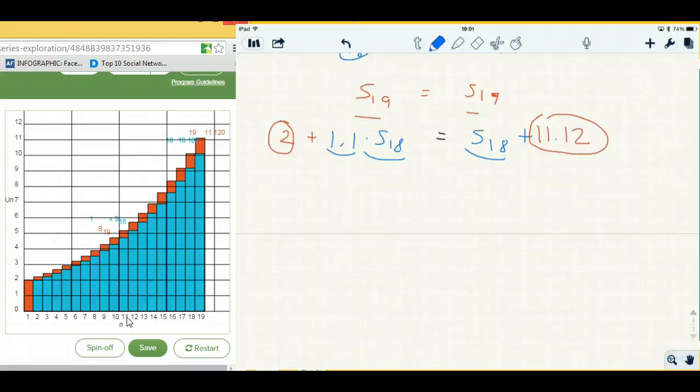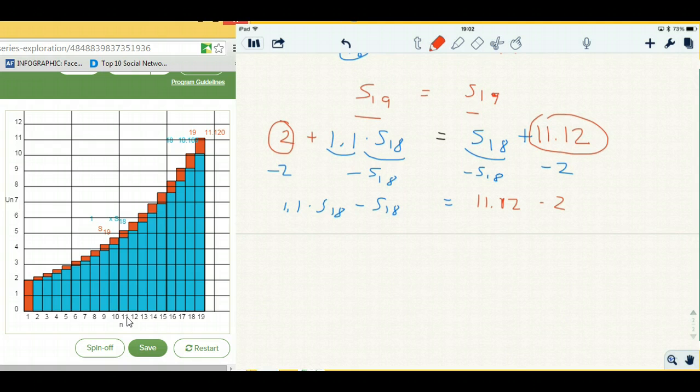So we can easily find what the value of S18 is with algebra. Okay, and like I always tell you, it's better if you write every single step down, which I'm going to do here. I'm going to subtract S18 from both sides. Okay, and then I'm going to subtract 2 from both sides. By doing that, I'm going to get 1.1 times S18 minus S18 equals 11.12 minus 2.